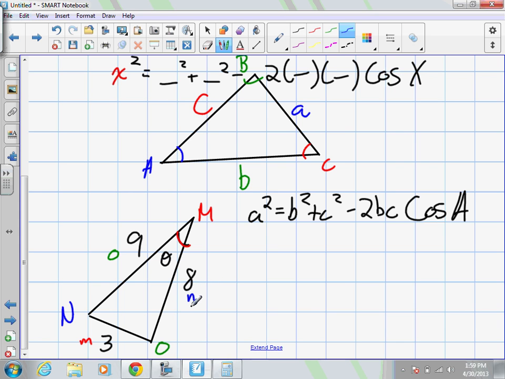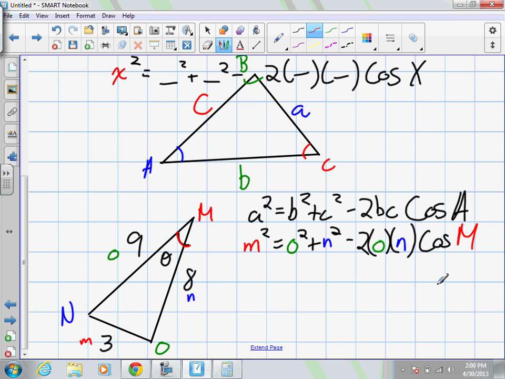So let's work on renaming this. The side we need will be side M on the outside. So I'll try to color code it for you. M squared is equal to, and then here we choose either N or O. So let's say O squared, not 0, but O, plus N squared minus 2 times O times N times cos angle M.